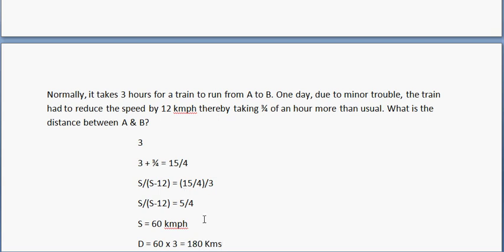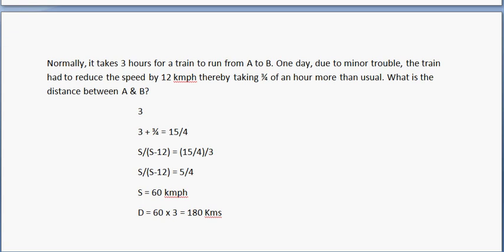Here again we are using the concept of inverse proportionality between speed and time, right? There is another method of doing it. That would be slightly tricky, but if you understand it, many of the questions would become slightly easy for you, right?